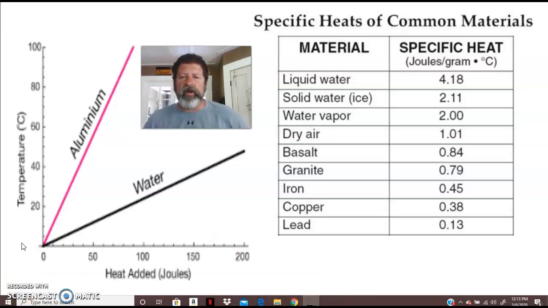As you look at the chart there, you'll see that water has about 4 times the specific heat as air. So it takes quite a bit more energy to heat water up than it would air. And that comes into play later when we're talking about insulators.